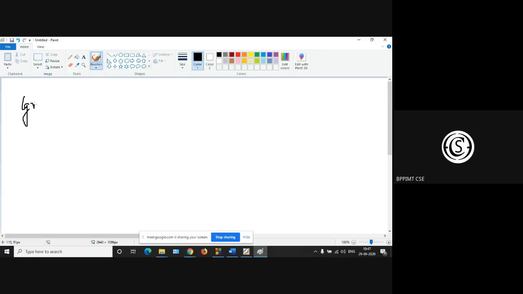We write lg n factorial. So lg n factorial, we can write log base 2 of 1 into 2 into 3 up to n. Is it right? So this can be written as lg1 plus lg2 plus up to lg n. Is it fine?